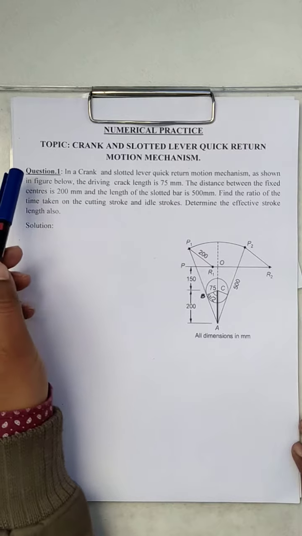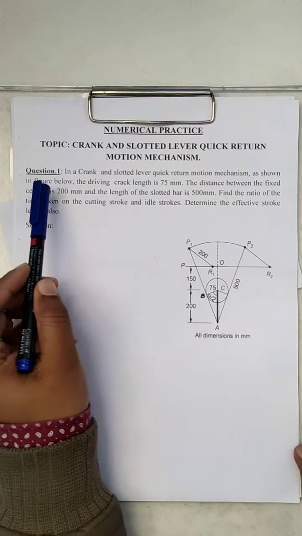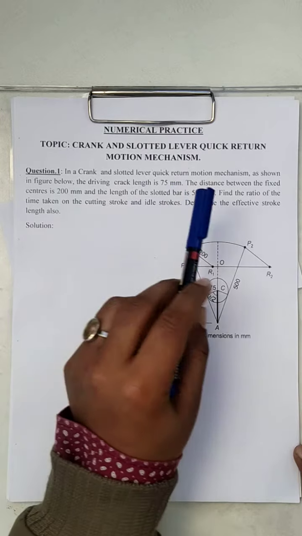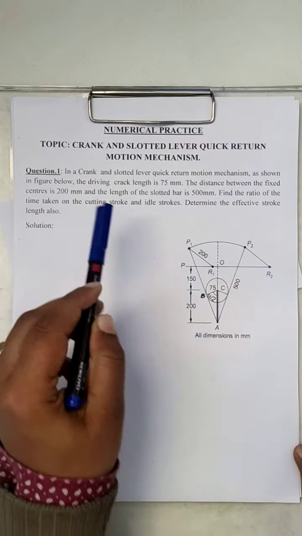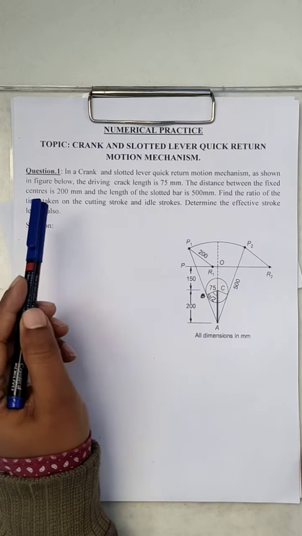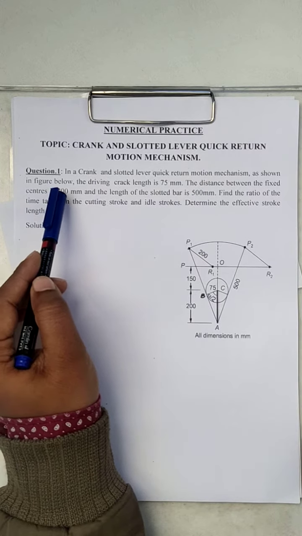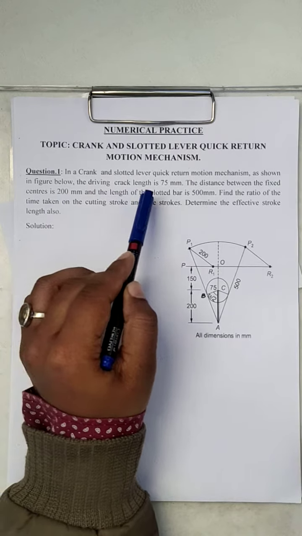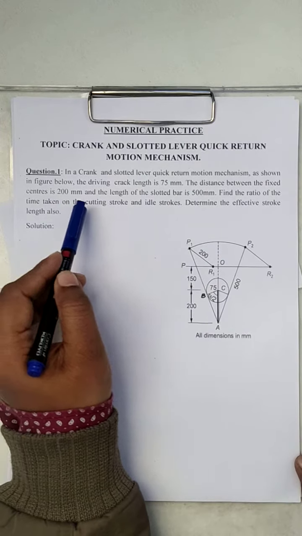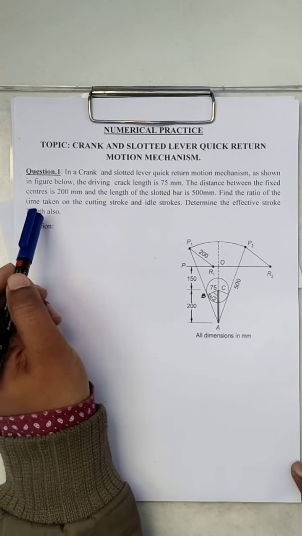So we have question number 1. First of all, I would like that you note down this particular problem. The problem is, in a crank and slotted lever quick return motion mechanism, as shown, the figure is given. The driving crank length is 75 mm. I will explain you each and everything. Just first write the question. The distance between the fixed centers is 200 mm and the length of the slotted bar is 500 mm. Find the ratio of the time taken on the cutting stroke and idle stroke. Determine the effective stroke length also.